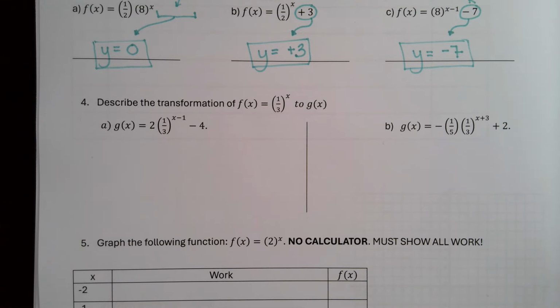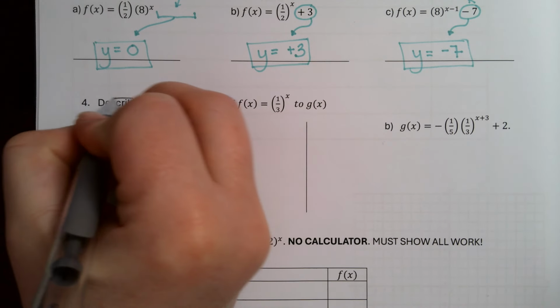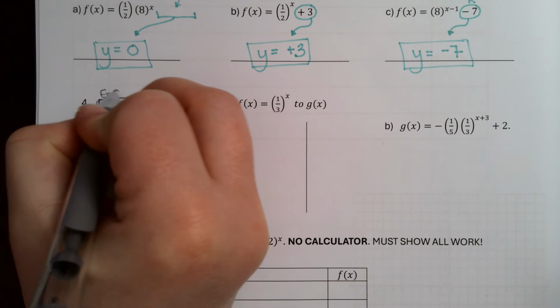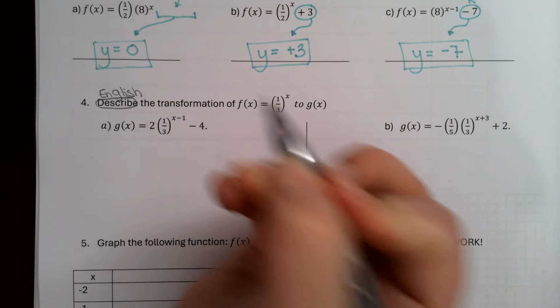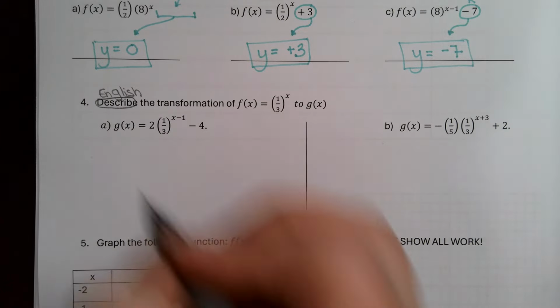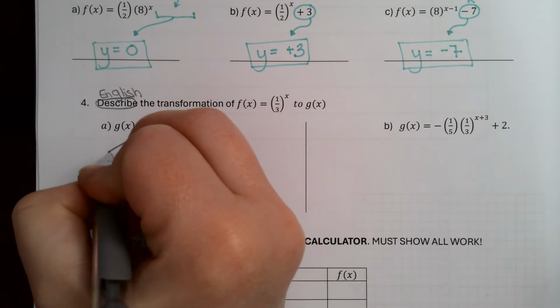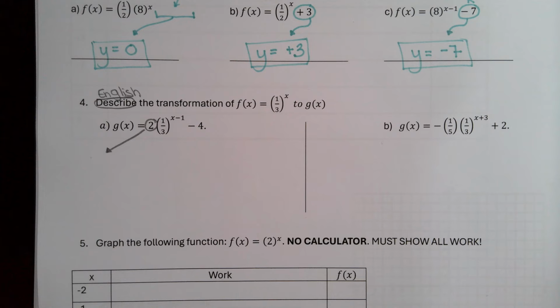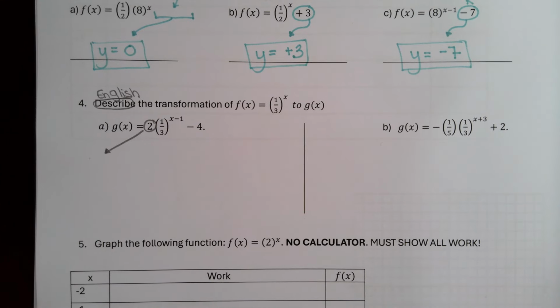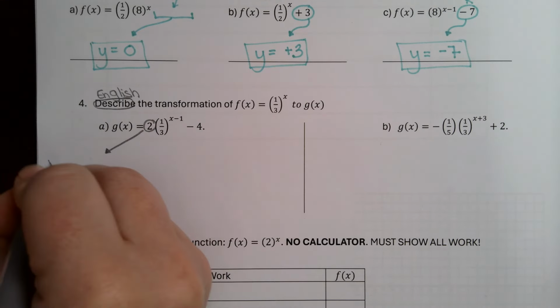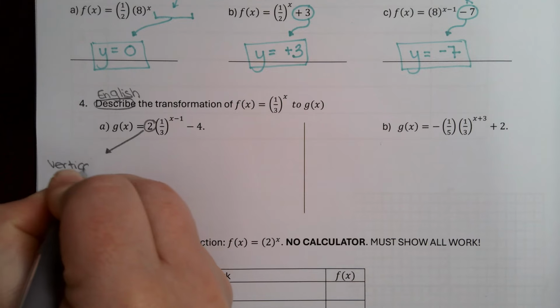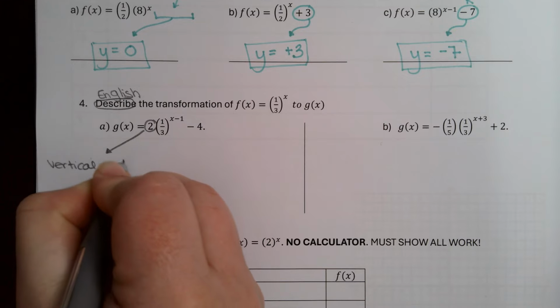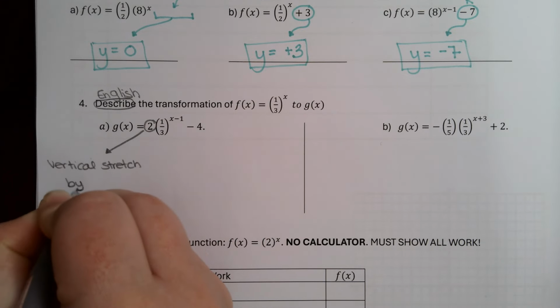Describing also means that we're going to be writing in English. Your answer is going to be in English. These are going to be descriptors of what is happening when we graph the function. This 2 out in front is your A value. This is bigger than 1, so this is going to be a vertical stretch by 2.